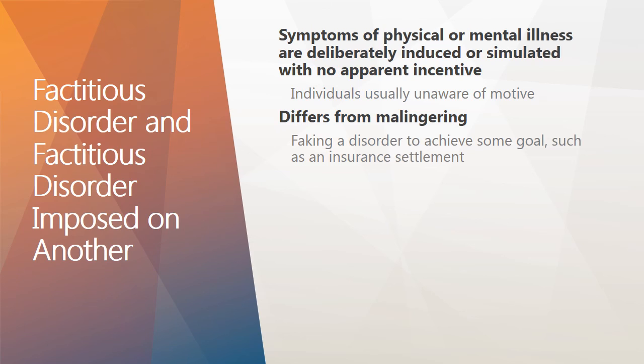If an individual deliberately feigns or induces physical or psychological symptoms in another person or even a pet in the absence of any obvious external rewards, the DSM-5 diagnosis is factitious disorder imposed on another. This condition is sometimes referred to as Munchausen syndrome by proxy. Factitious disorder is mysterious and hard to treat.